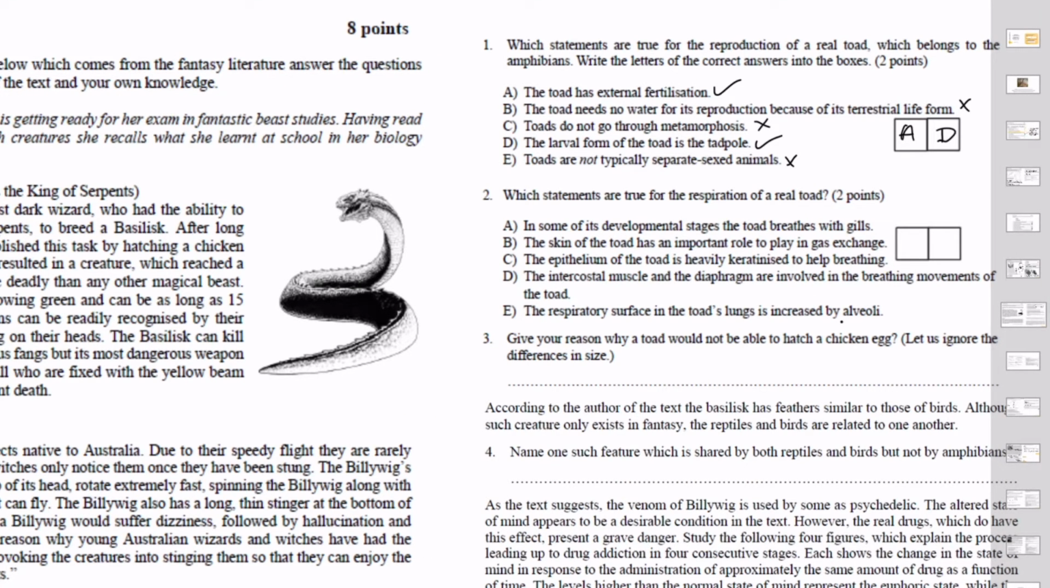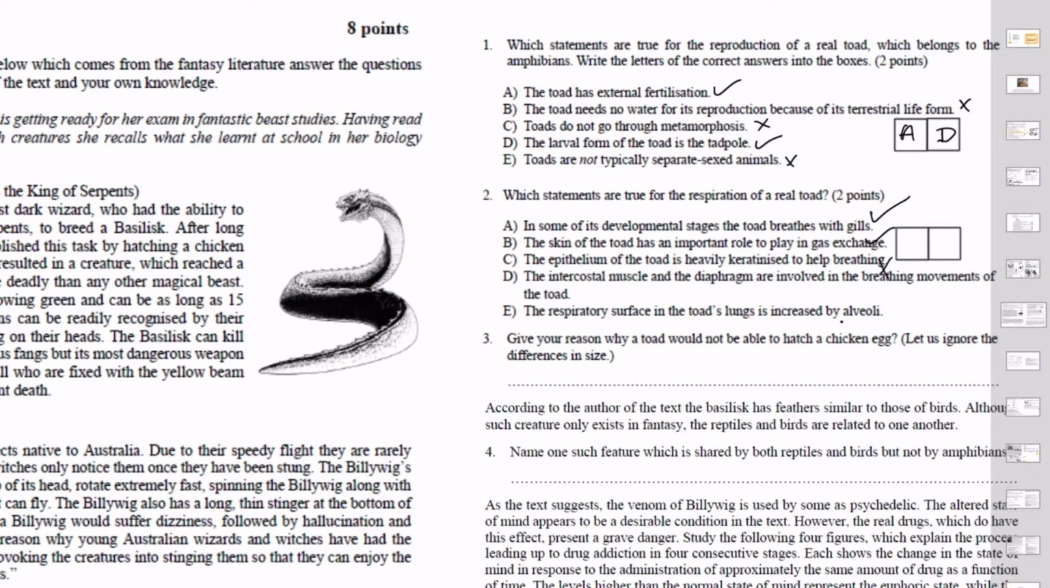Which statements are true for the respiration of a real toad? In some of its developmental stages, the toad breathes with gills. This is true. The skin of the toad has an important role to play in gas exchange. Yes, they have skin breathing. The epithelium of the toad is heavily keratinized to help breathing.